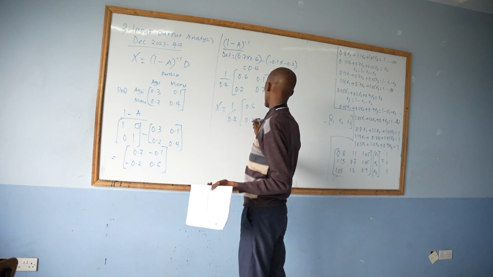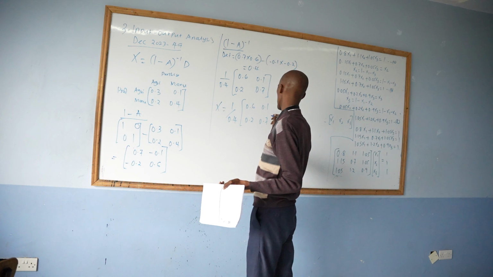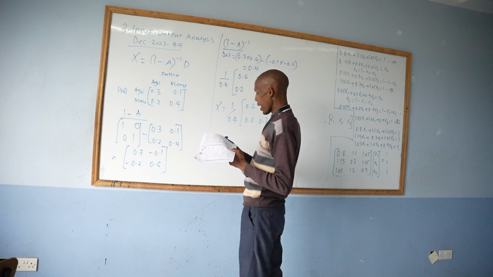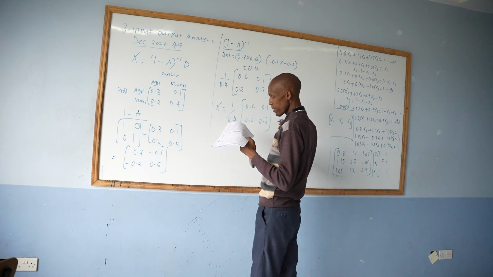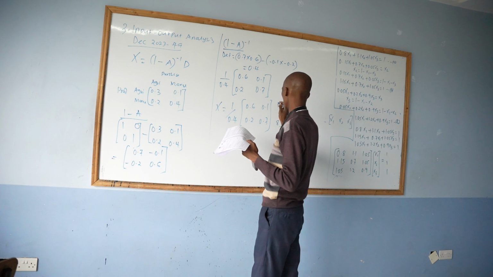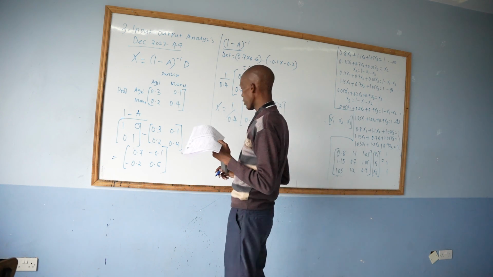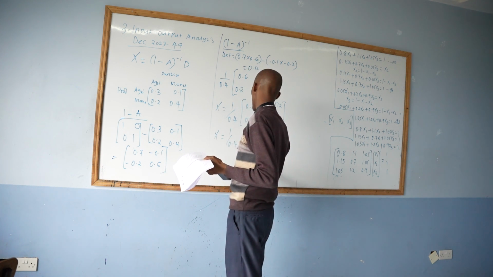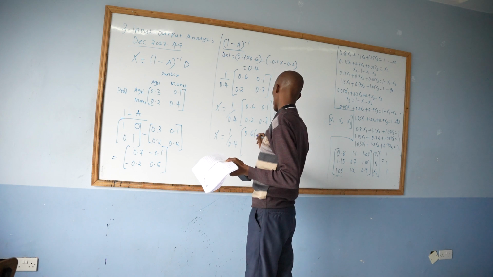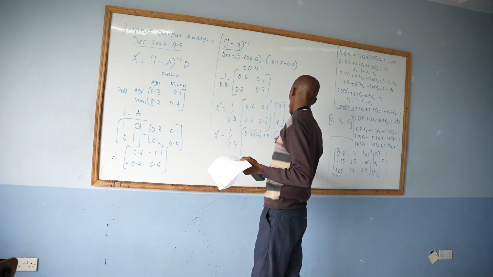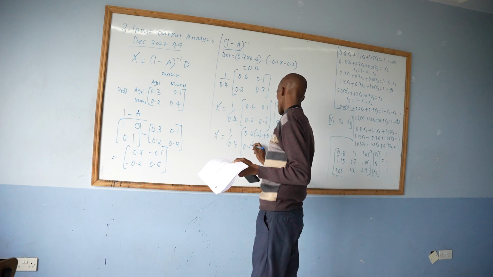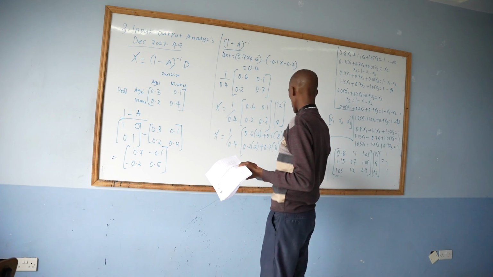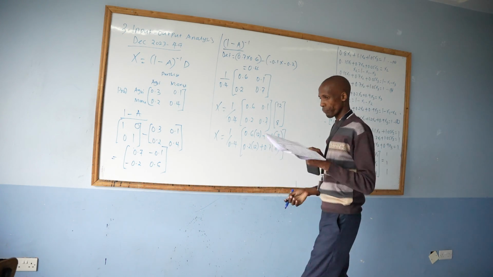Now to get x, it is 1 over 0.4, the inverse 0.6, 0.2, 0.1, 0.7, multiplied by the new demand. We are told the demand changes to 12 billion for agriculture and 8 billion for manufacturing. So what is the final output? x equals 1 over 0.4. You take 0.6 times 12, plus 0.1 times 8, then 0.2 times 12, plus 0.7 times 8. So what are you going to get out of this?